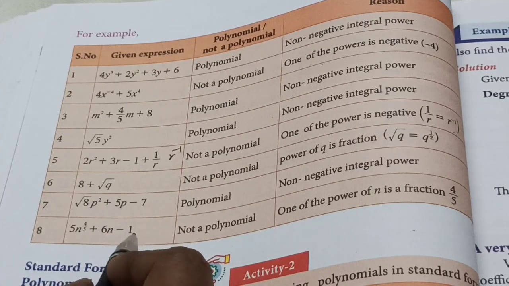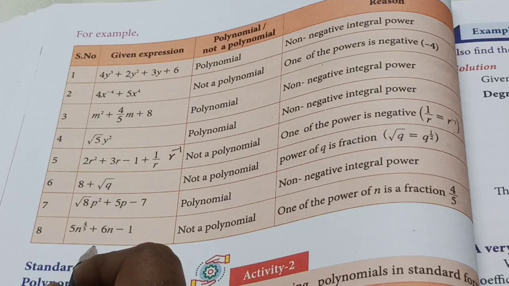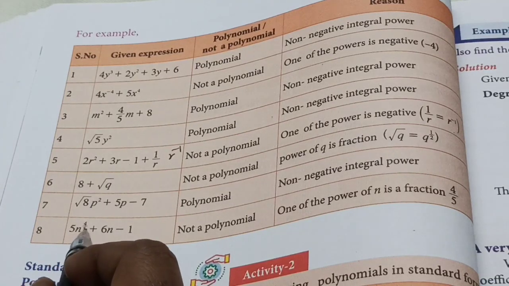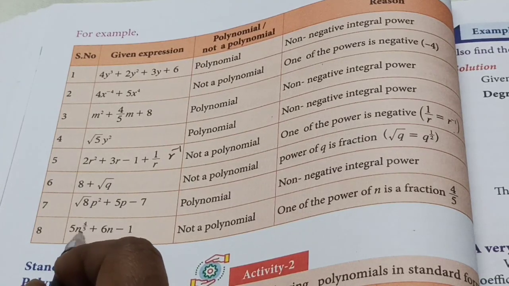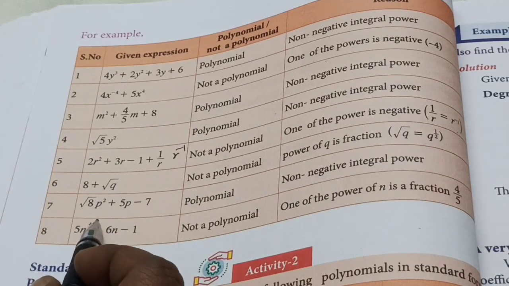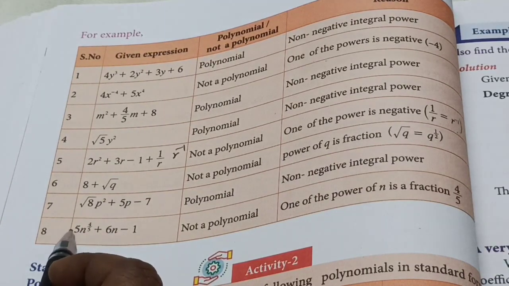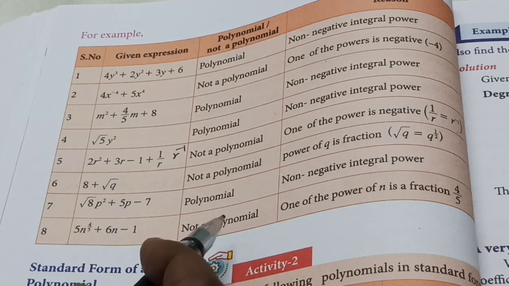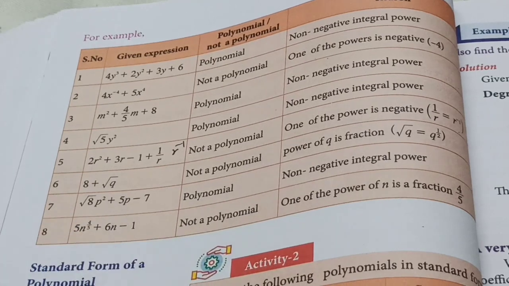This is not a polynomial. Why? What's the reason? One of the power of n is a fraction. Which is the fraction? N power 4 by 5. 4 by 5 means it is not a polynomial. Have you understood? Any doubt?